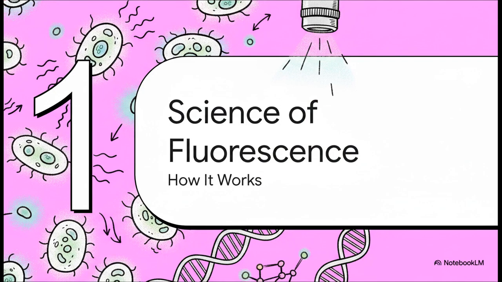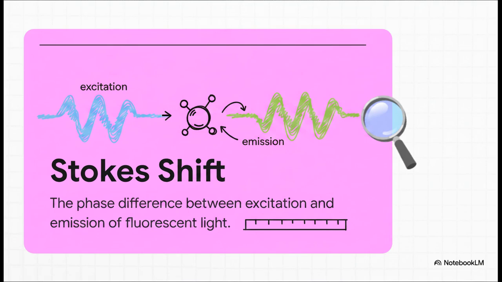Part 1. The Science of Fluorescence. So to really understand this, we have to look at a physical mechanism first studied by a scientist named George G. Stokes way back in 1852. He coined a term called the Stokes shift. You see, fluorescence happens when chemical compounds, which we call fluorophores, absorb light energy and then emit it right back out. But here's the catch. They don't just act like a standard mirror reflecting light, they physically transform it. The difference between that absorption phase, known as excitation, and the release phase, known as emission, well, that's your Stokes shift.